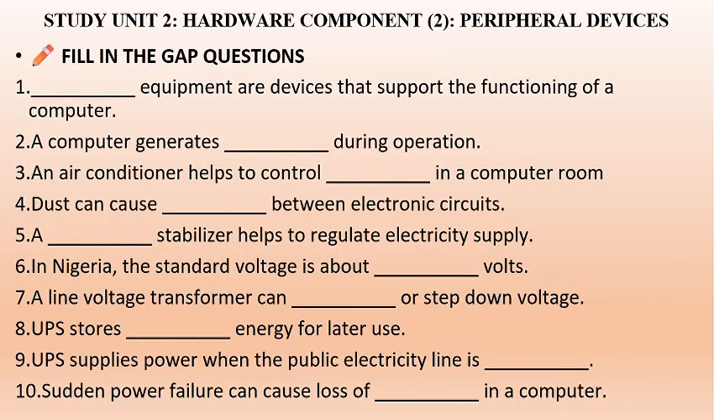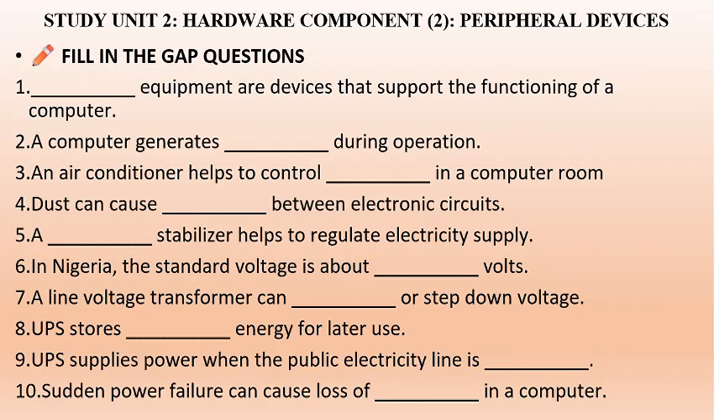So number 7, a line transformer can step up or step down voltage. So a line voltage transformer can either step up or step down voltage. So let's go to number 8.